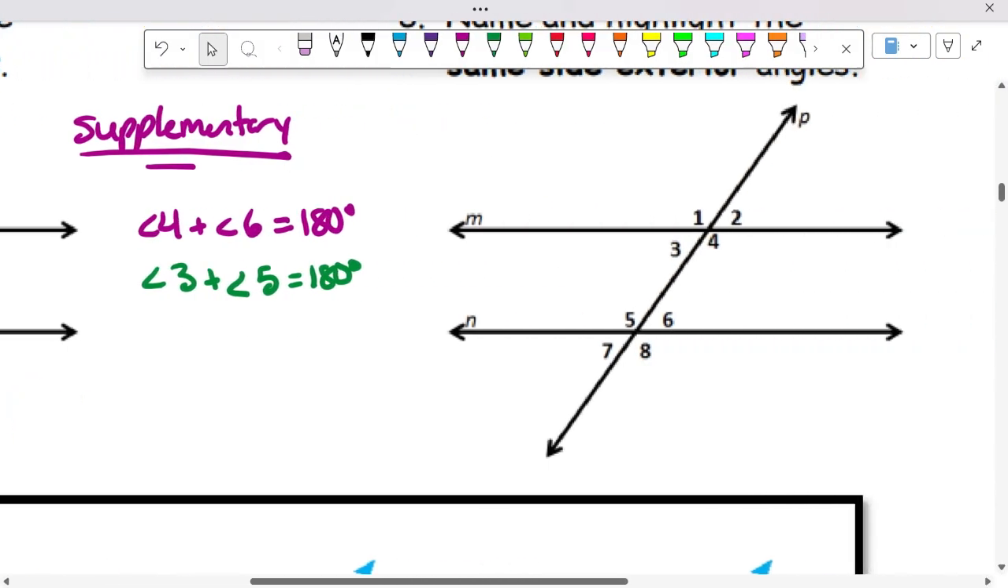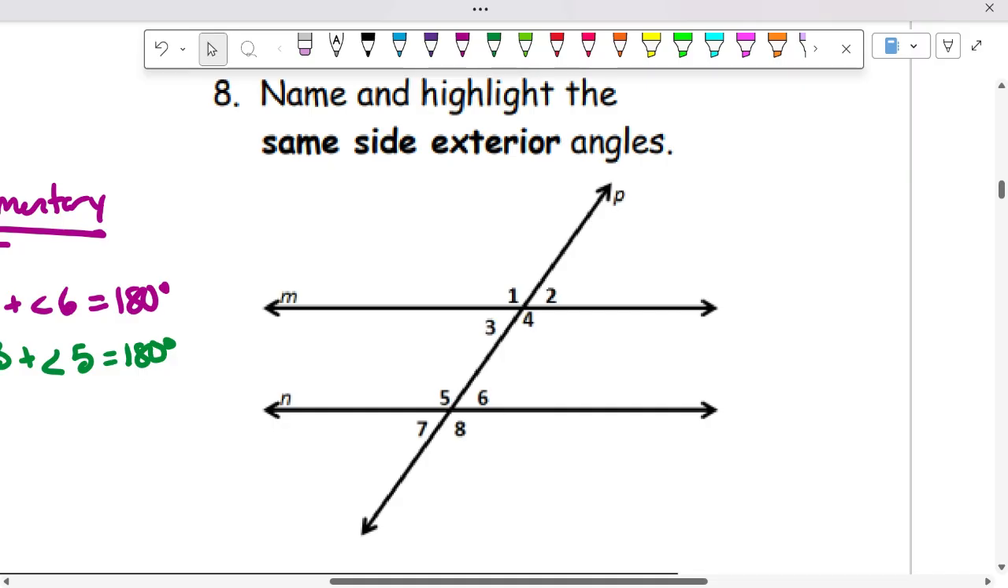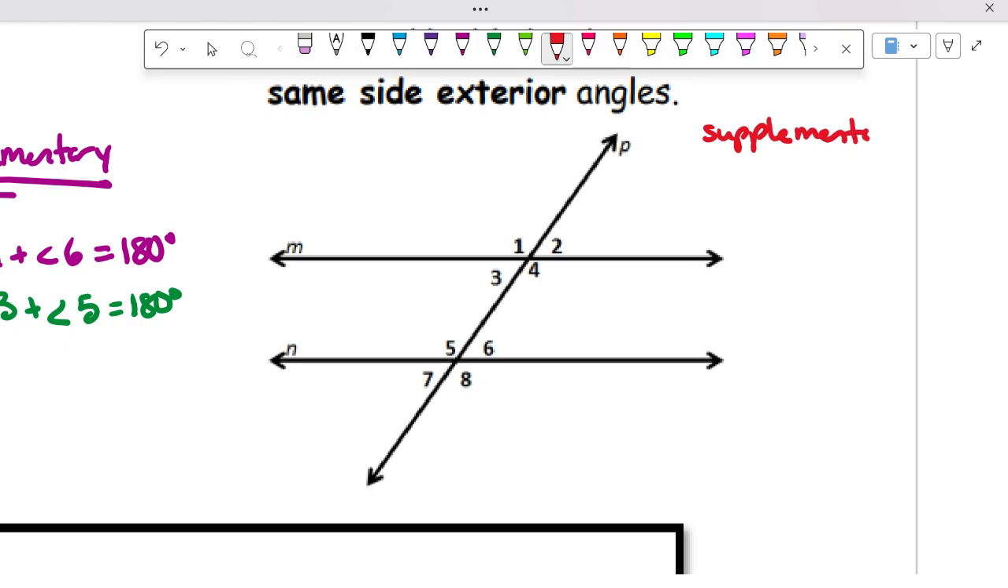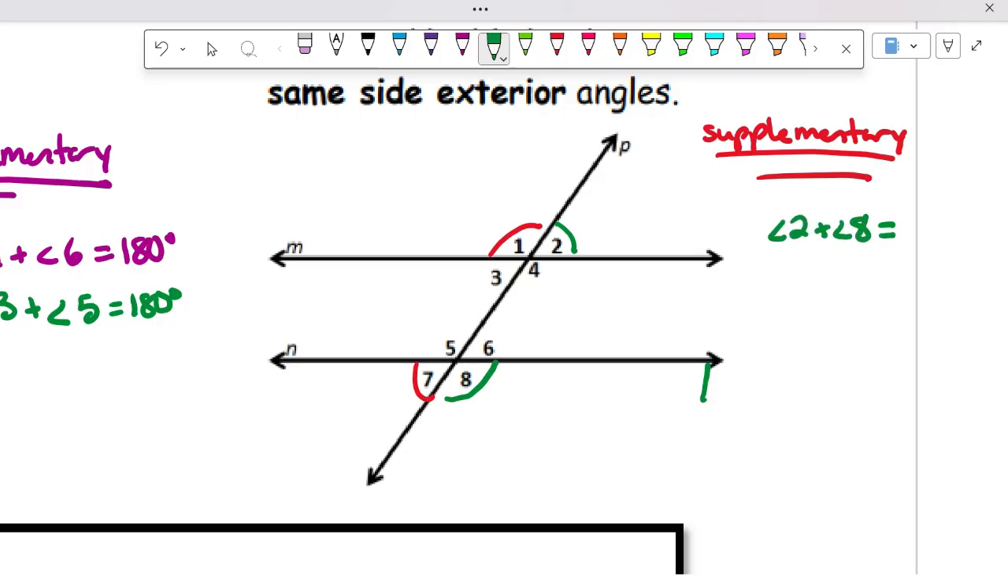All right. Last one. Same side exterior. So we're dealing with 1, 2, 7, and 8, the exteriors. It's going to mean the same thing as same side interior. They're going to be supplementary. So someone name me one set of same side exterior. 1 and 7 is one of them. And I heard the other one, 2 and 8. So angle 2 plus angle 8 is equal to 180. Angle 1 plus angle 7 is equal to 180.